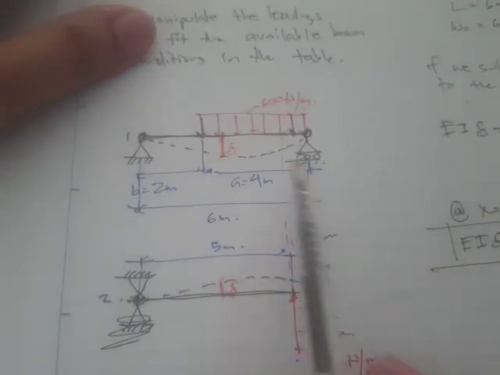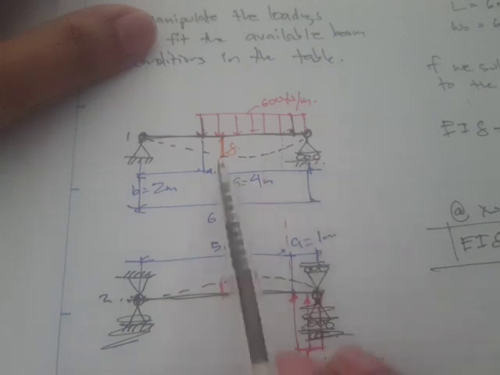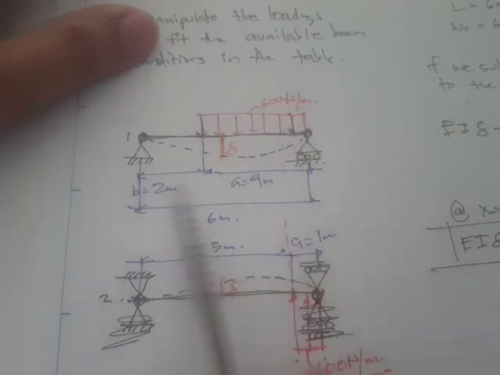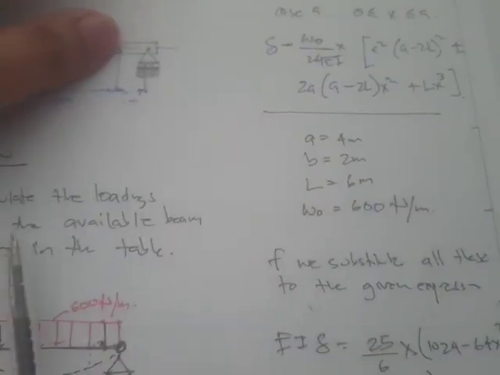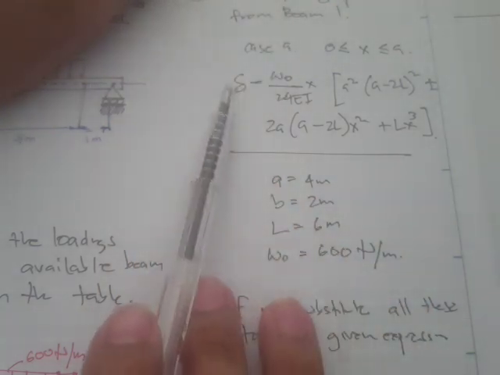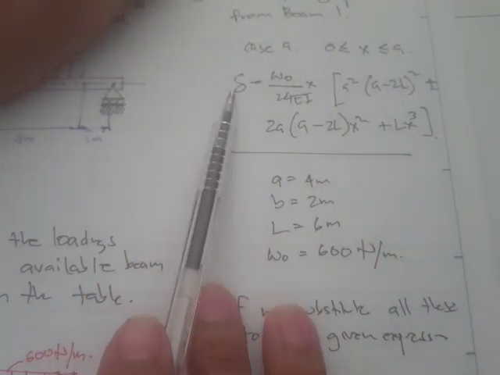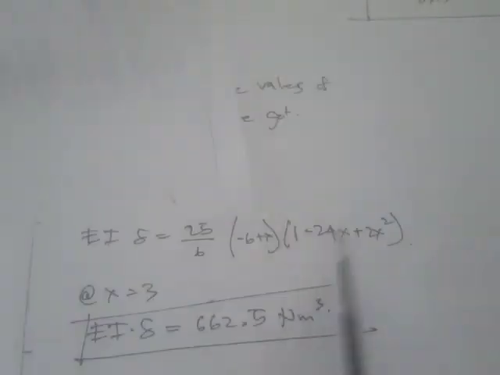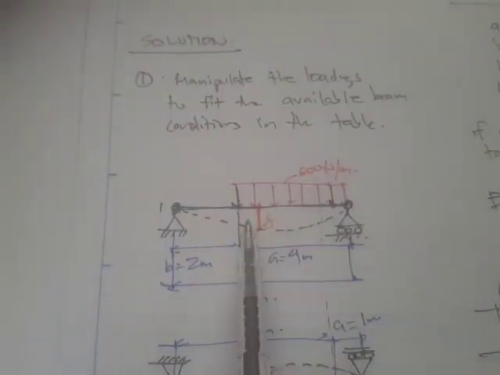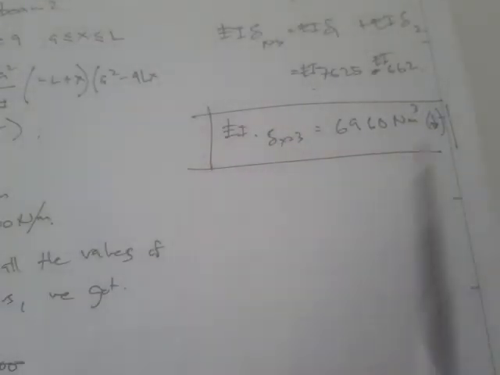Okay, and again, just take note, the A should be the distance where there is loading, and the B is the unloaded portion. Okay, so we substitute all that, and then we went to the table, and we selected the appropriate cases, and then we can obtain these deflection expressions, and we substitute all the parameters, and we can get the values. So we do that for beam 1 and beam 2, and then finally we just have to add them up. Okay, so that's the method of superposition.